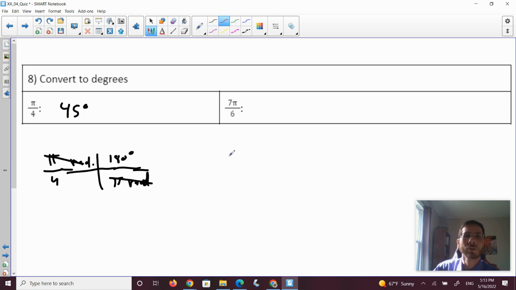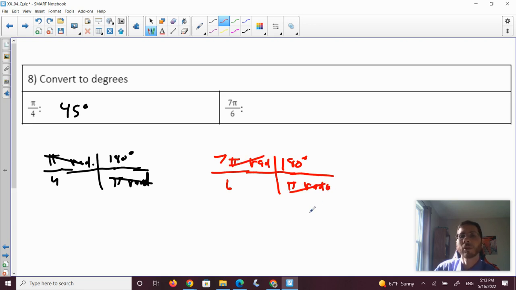For the second one, we do the same thing. So 7 pi over 6 radians, and then 180 degrees over pi radians, since that's our conversion factor. Pi radians and pi radians cancel out. 180 divided by 6 is 30. 30 times 7 is 210 degrees. And that's it. We're all set. Converted them to degrees. So it's that 180 over pi factor.